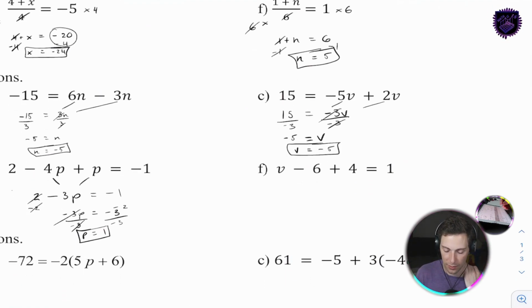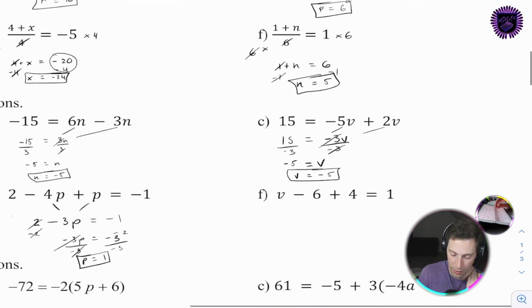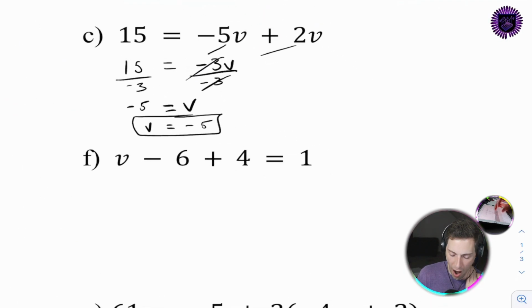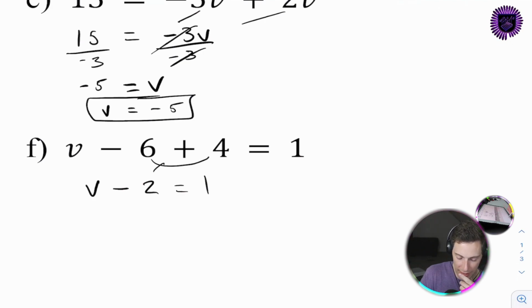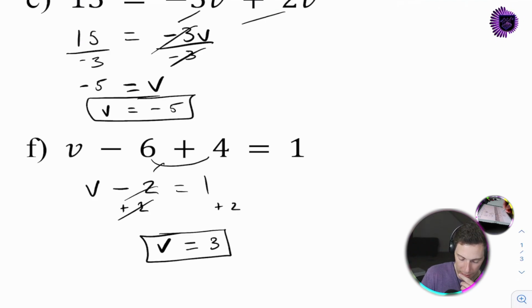Okay, constants. So we have -6v and 4. We go v minus 2 equals 1. These two combine together to make -2. Let's add 2 and do that to the other side. This side cancels out. V is equal to 3. Exciting.